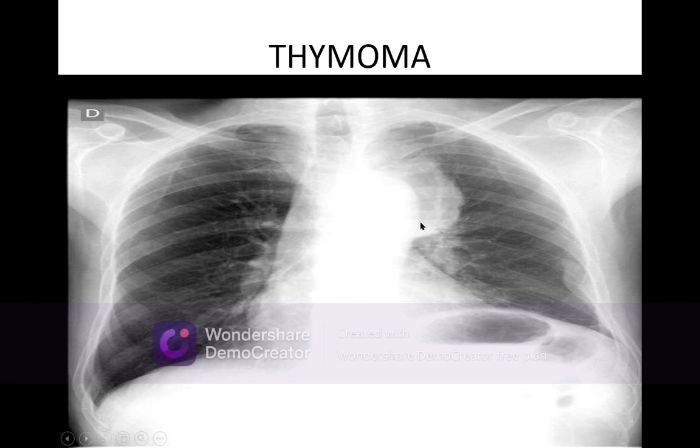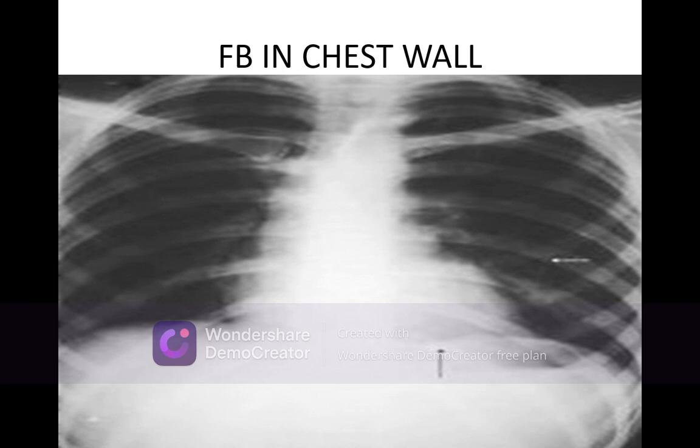This is the aortic knuckle. Foreign body in the chest wall. See here. This is a pin inside the chest wall. Somebody has penetrated it. This is the pin. This is the condition in a psychiatric patient.